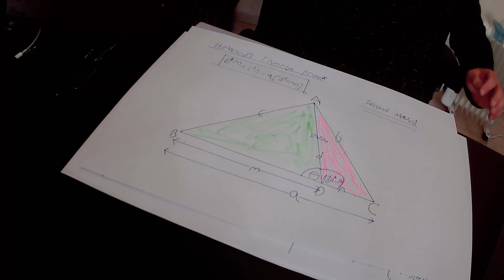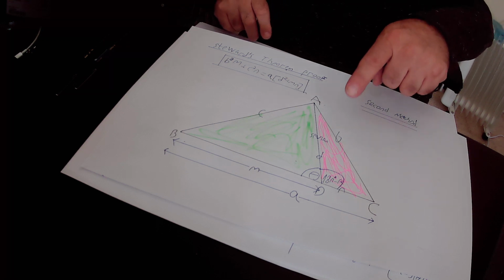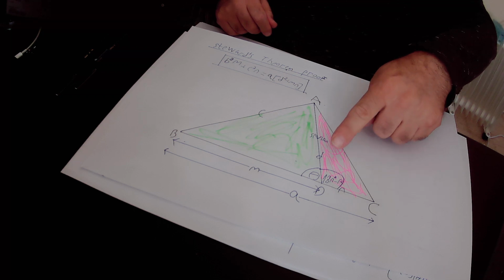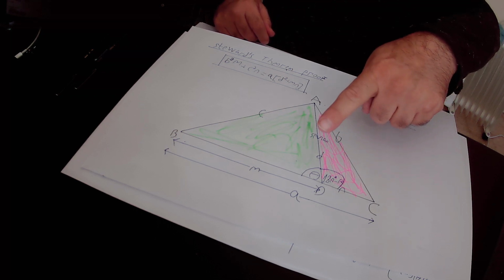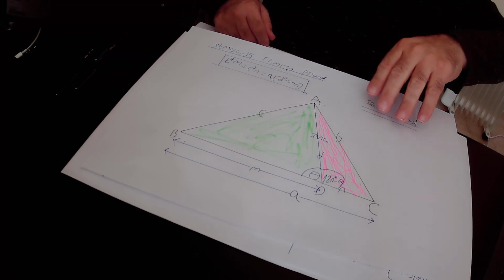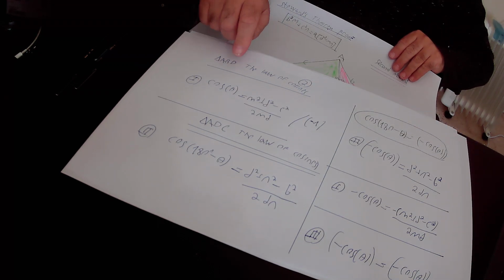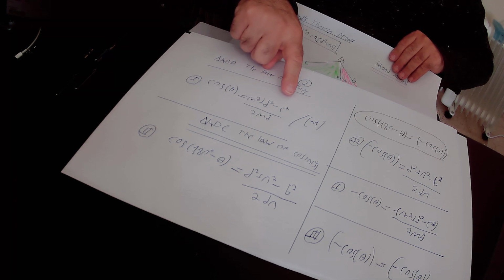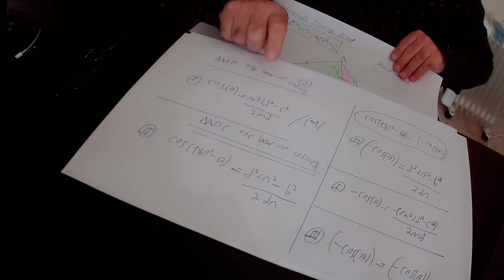ABD. According to the law of cosines, in the green triangle ADB, cosine theta equals m squared plus d squared minus c squared over 2 times md. Repeat again: cosine theta equals m squared plus d squared minus c squared over 2 times md.